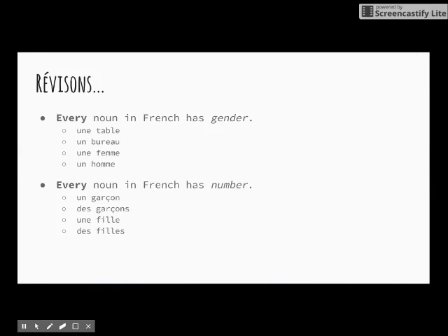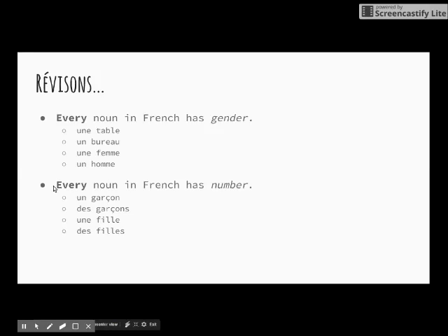Révision. So first, let's review just a little bit. We know that every noun in French has gender, right? So it either is masculine or feminine. So for example, une table, we know that table is feminine because of une table. Un bureau, a desk. Even though it's not a person, it is a thing, it still has gender in French, and it is a masculine noun. Un bureau. Une femme is a woman, it is feminine, right? And un homme, a man, is masculine, and we know that because of un homme.